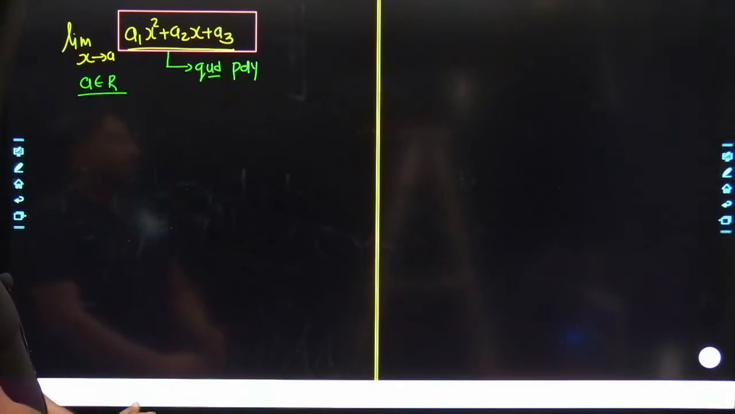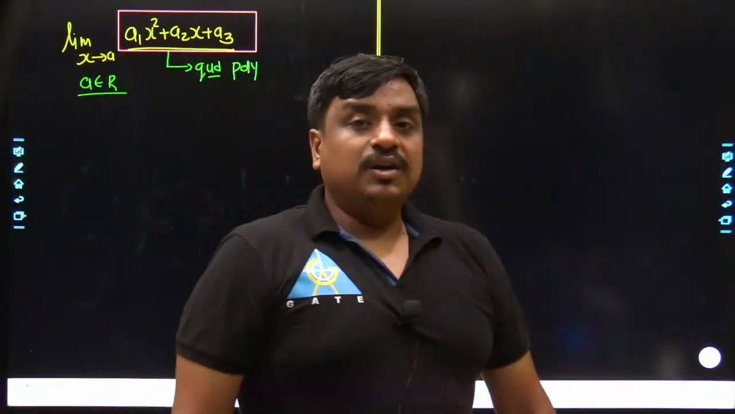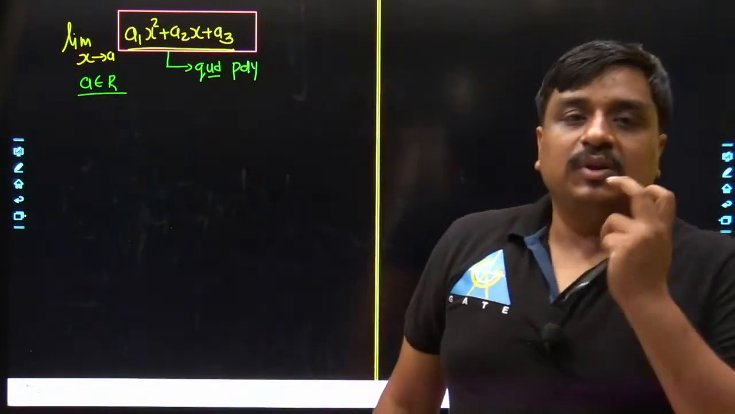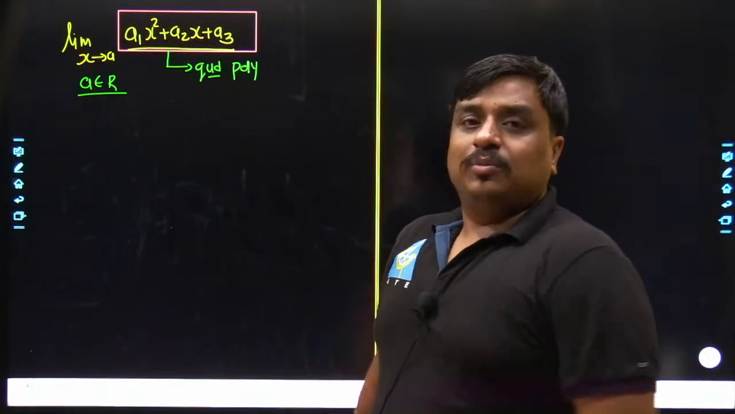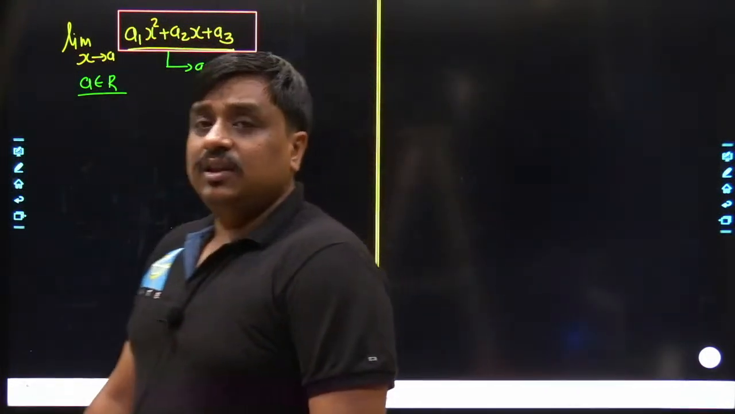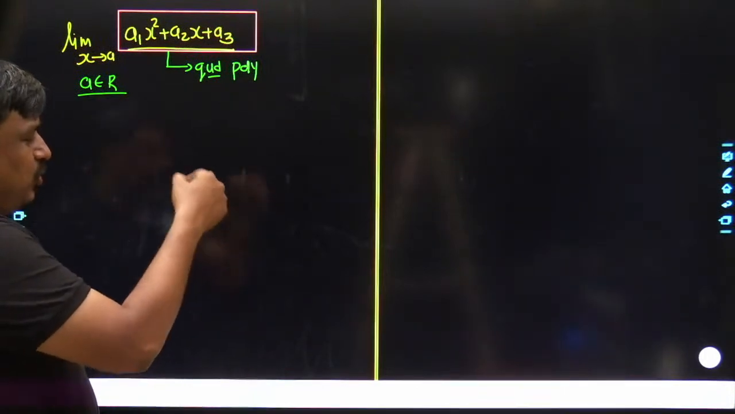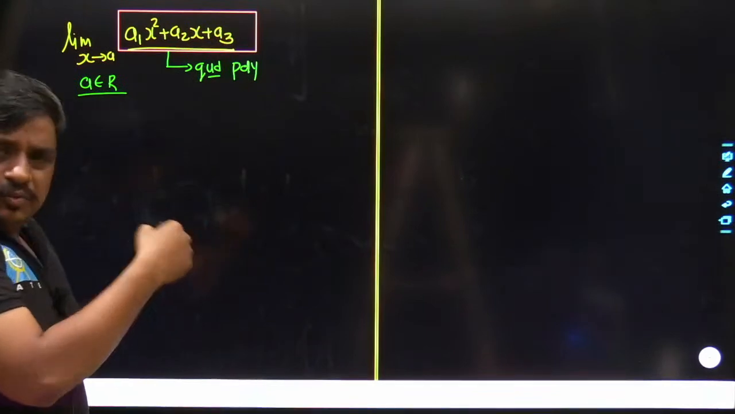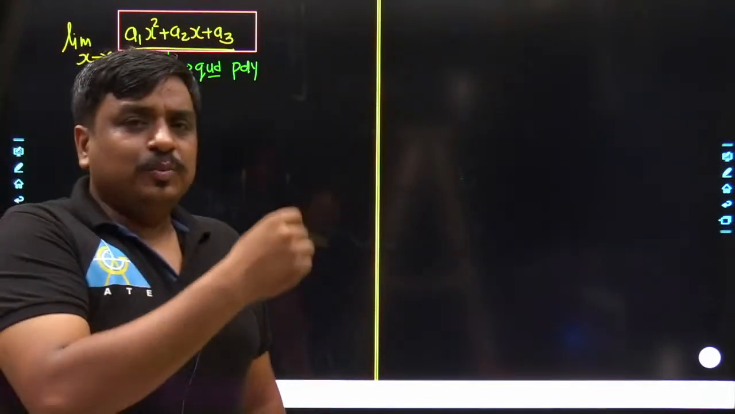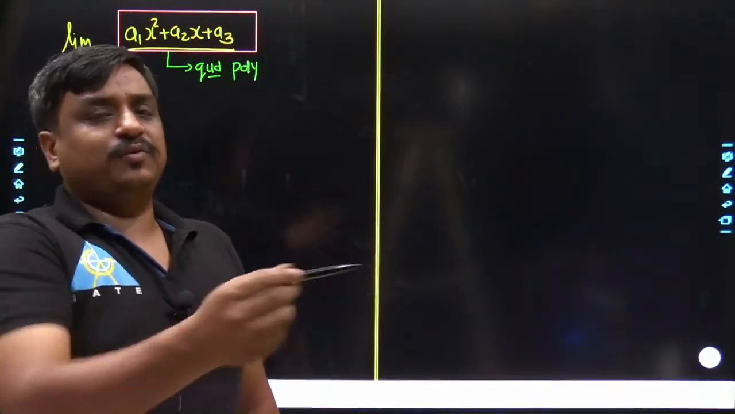So you can write somewhere: all polynomials are continuous in their domain. It could be like 1 into x square plus 2 into x plus 3, or maybe 1 into x to the power of 3 plus 2 into x to the power of 2 plus 3 into x plus 1, so on and so forth.